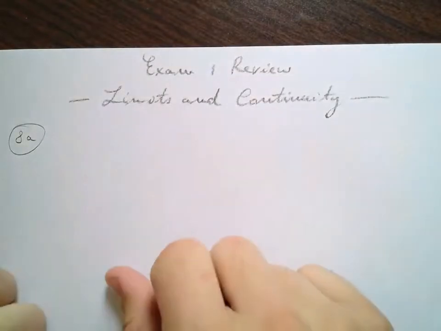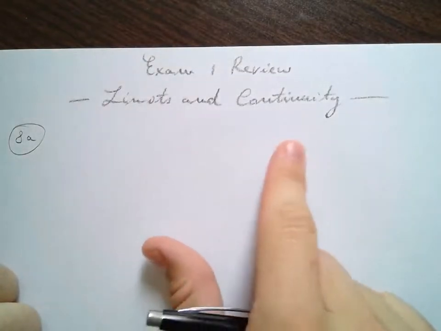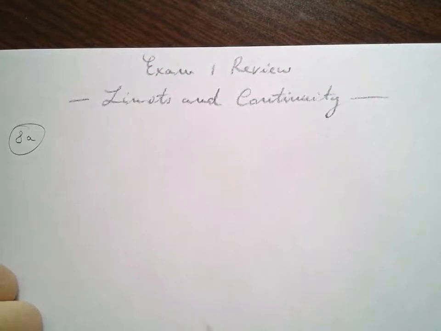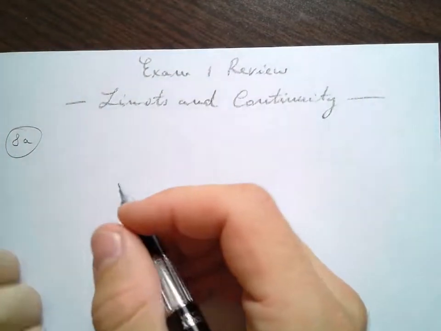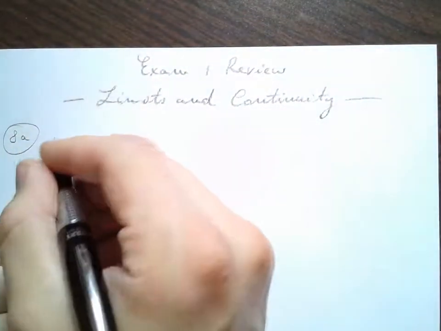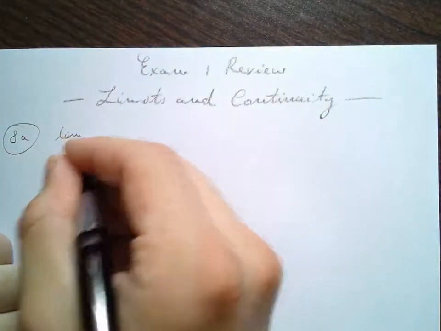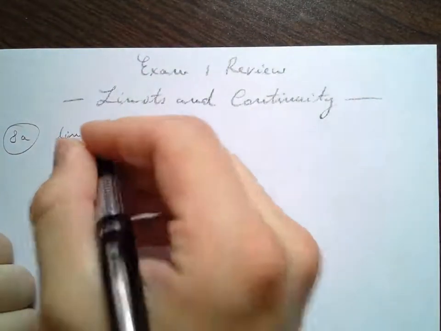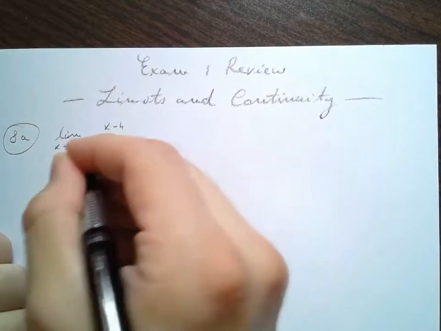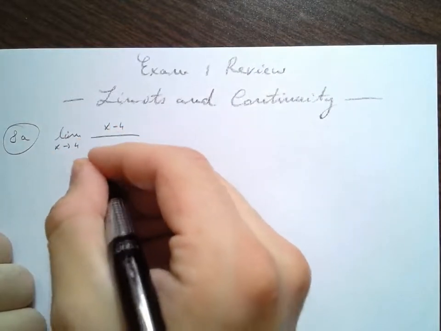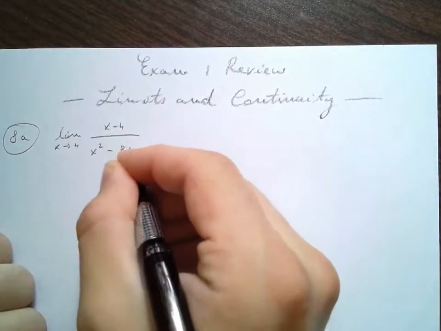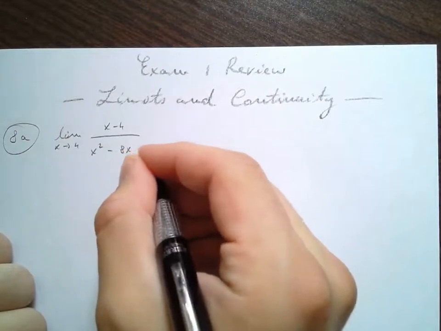We're continuing with the exam 1 review, and we're doing the limits and continuity section now. I'll start with problem 8a. This one we have to compute the limit as x approaches 4 of x minus 4 divided by x squared minus 8x plus 3.